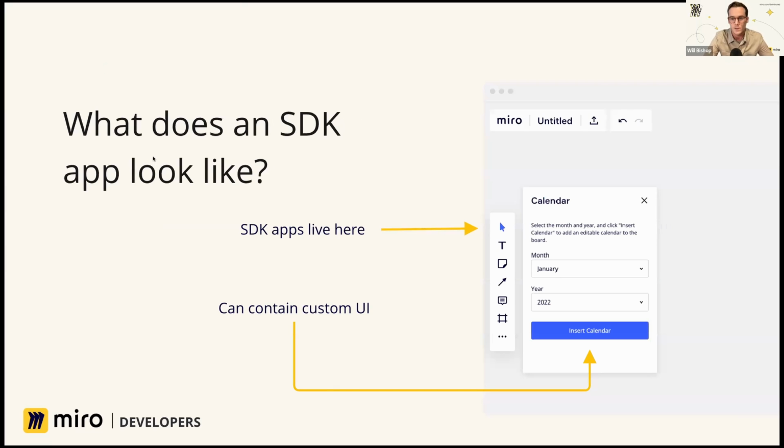Well, the look and feel of an SDK app will vary depending on styling and functionality, but you will find that all SDK-based apps live in an app panel on the left-hand side of a Miro board. And these apps can have their own custom UI, modals, and a whole lot more. But you can access these directly from the left-hand toolbar that you're used to on a Miro board.